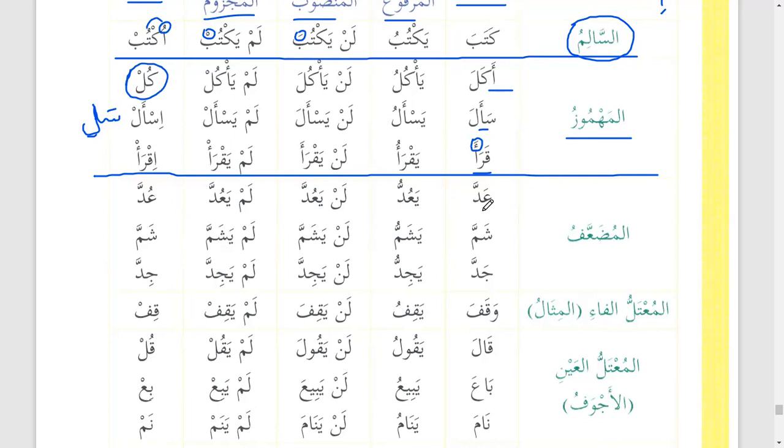Most of the verbs in muda'af come on the pattern of nasara yansuru, as we can see here. Adda, ya'uddu. Adda, he counted. Ya'uddu, he counts. Lan ya'udda, he will not count. Lam ya'udda, he did not count. And udda, you count. So you can see here, whenever we have harf lan or lam or fi'l al-amr, dhamma changes into fatha. Okay, excellent.